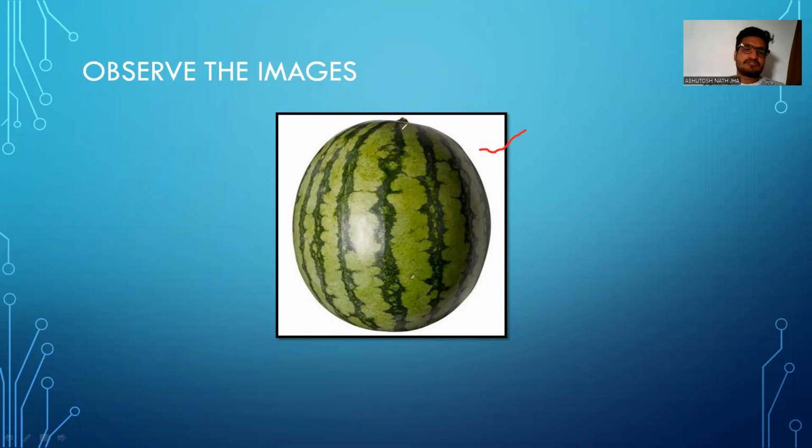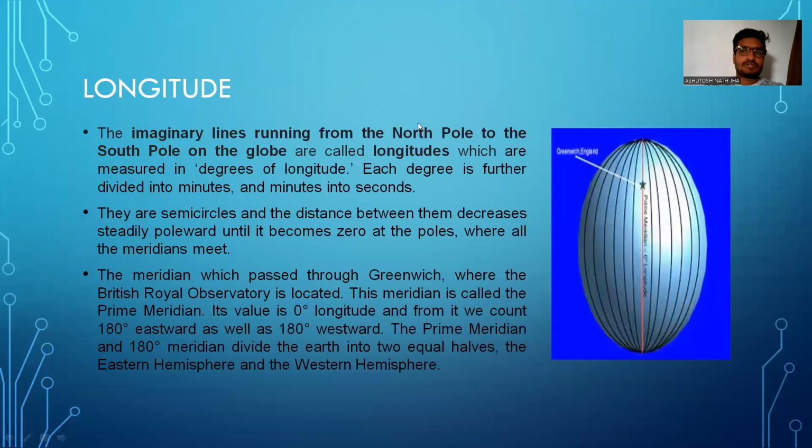As you can see in this picture, vertical lines are reflected on the watermelon. So these lines are also called latitude. Yes or no? Sorry, longitude. Yes or no? Yes, very good, students. Good observation. In the first module we discussed longitude.